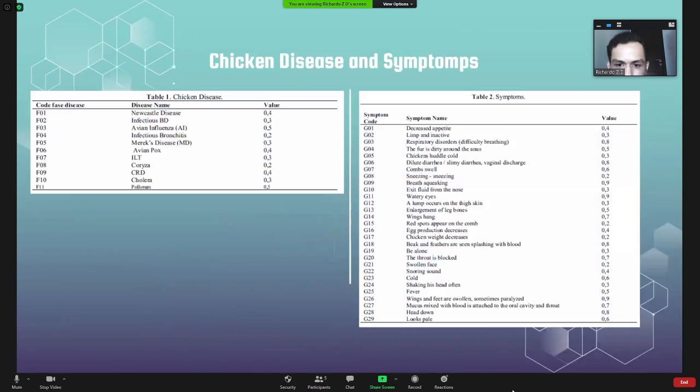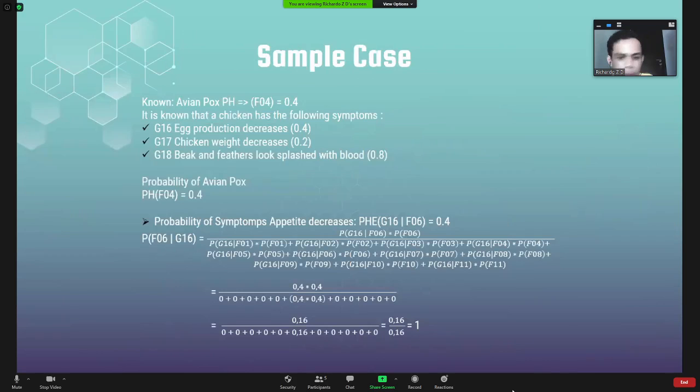Because the chicken disease is 11. So we calculate all the chicken diseases so we get the probability of avian pox. So we get 0.4 multiplied by 0.4, divided by 0 plus 0 plus 0 plus 0 plus 0.4 multiplied by 0.4 plus 0 plus 0 plus 0, and we get the result is 1.